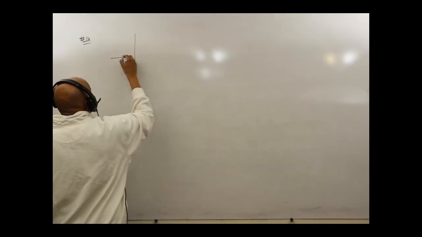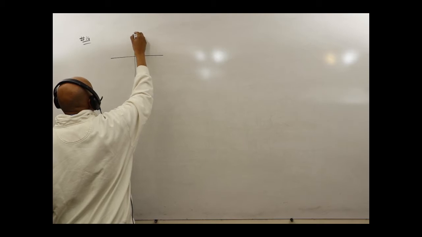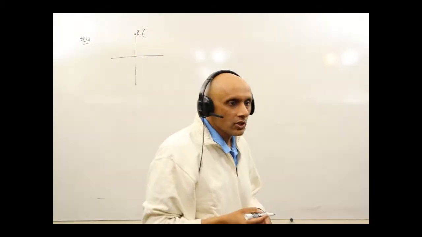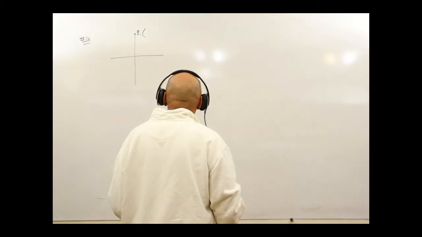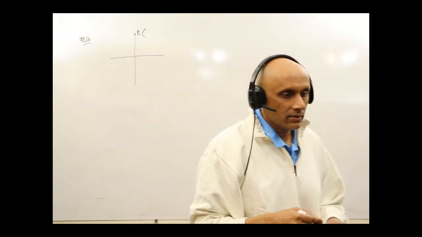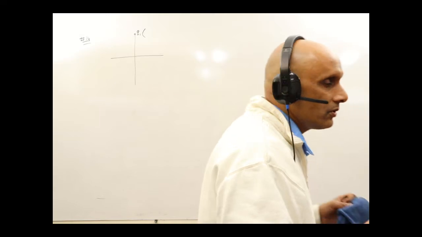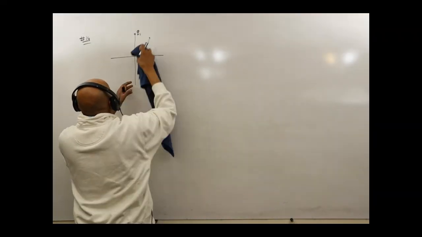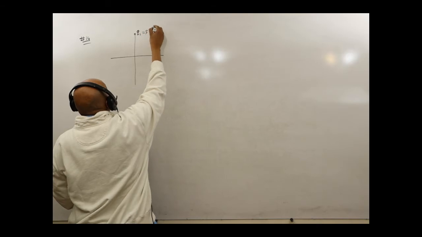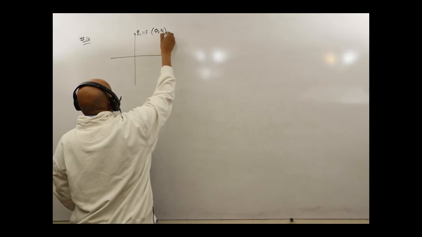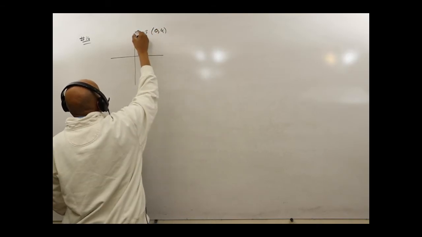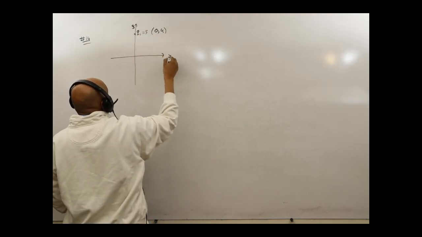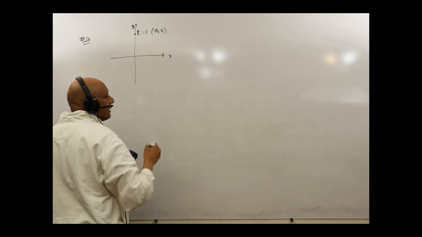We're told that we have charges, so here is Q1. Q1 has a charge of 3 coulombs and it's located at (0, 4). So 0 in the x direction, and so here's your y-axis and here's your x-axis. It's not drawn to scale.